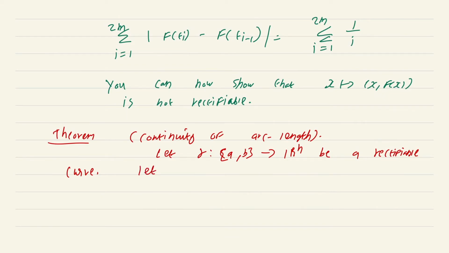Let s of t be by definition the length of gamma restricted to [a, t]. Okay, so t is also in [a, b]. Then we have the following facts. Number 1, s is an increasing function. I'm not claiming strictly increasing or anything, it's an increasing function.